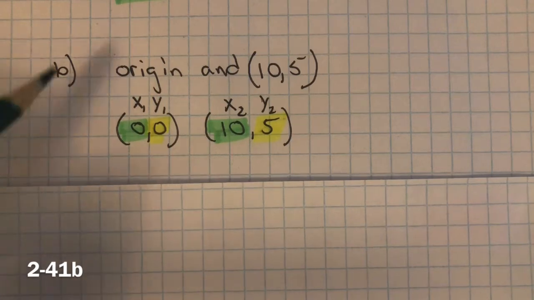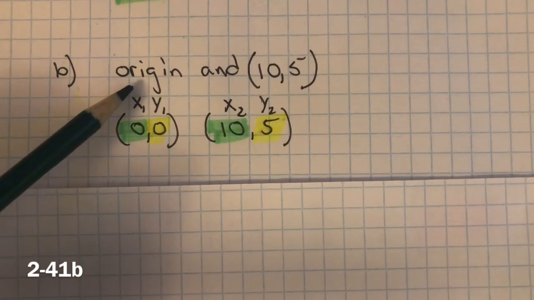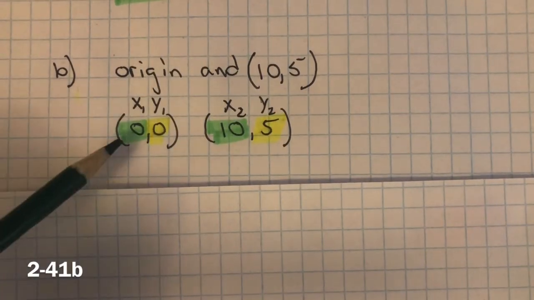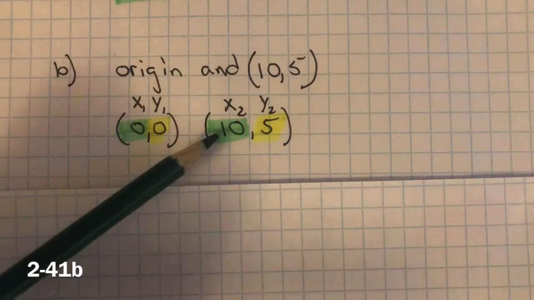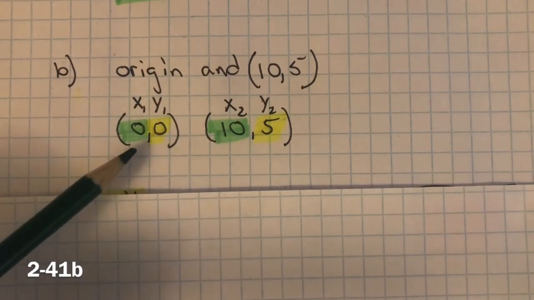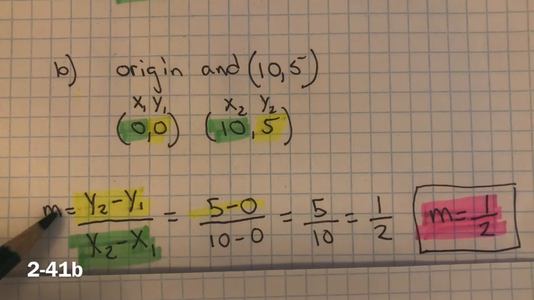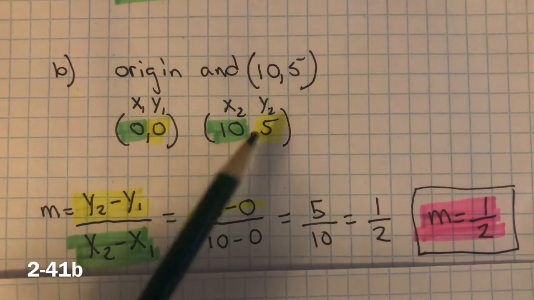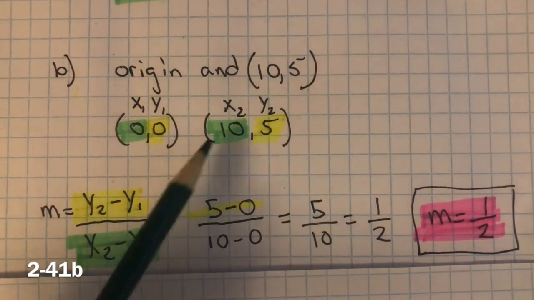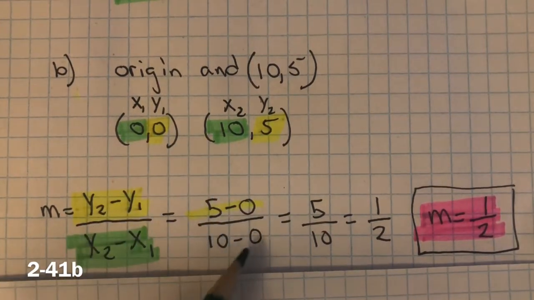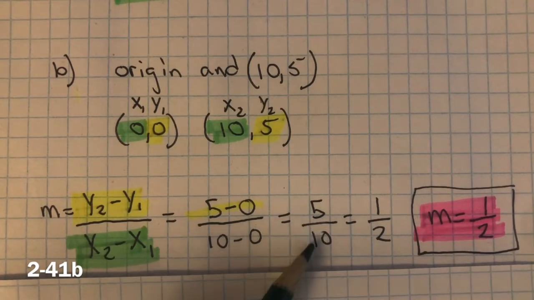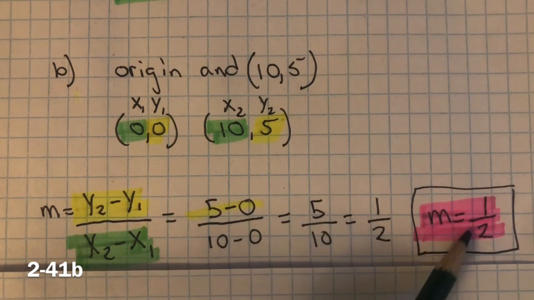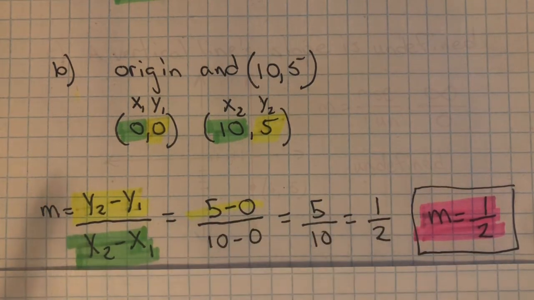Problem 241b, I have a line that goes through the origin and (10, 5). Well, the origin is at (0, 0), and we have (10, 5). So we're going to use the slope formula again: difference of the y's over the difference of the x's. y2 is 5 minus 0. x2 minus x1, so that's 10 minus 0. So we have 5/10, which simplifies to 1/2. So the slope equals 1/2, or 5/10.